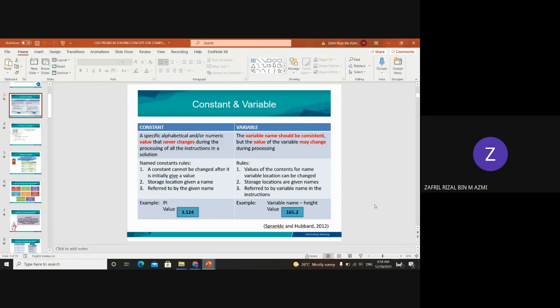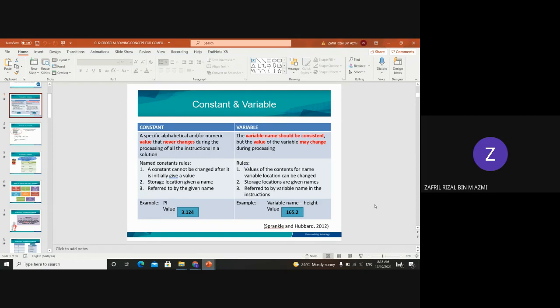For you to understand this, first you need to know your problem first. That's why we have to conduct the analysis using IPO, that one next week. So you need to identify constant and variable. But first, what is constant and variable? Basically, these are the things that store the data or the value.